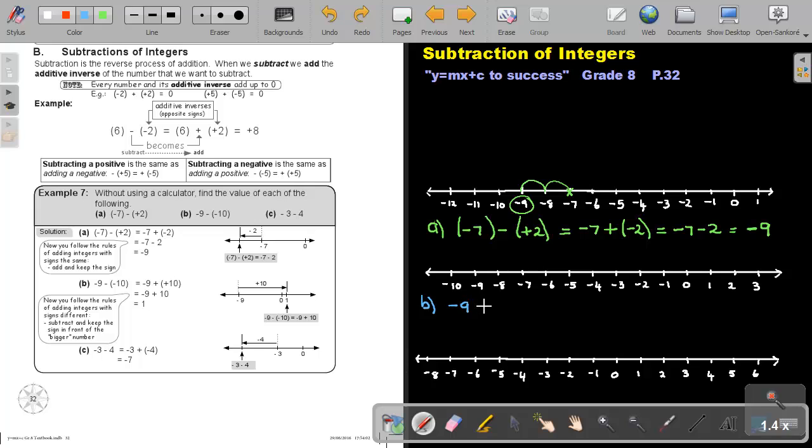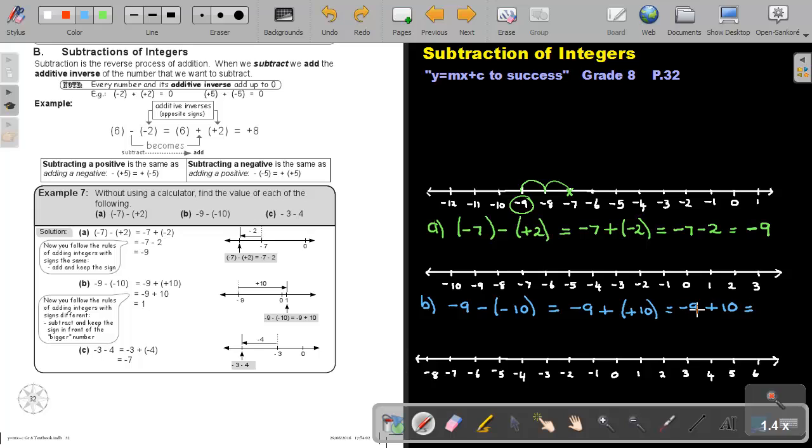Negative 9 and negative 10. Okay, let's just rewrite it. Rewrite the negative 9, change the subtraction into an addition, and don't forget to find the additive inverse, which is the opposite sign. So basically, this one is negative 9 plus 10. Can you see that the signs are different? That's a positive and that's a negative. Remember, the number grabbed the sign in front of it.